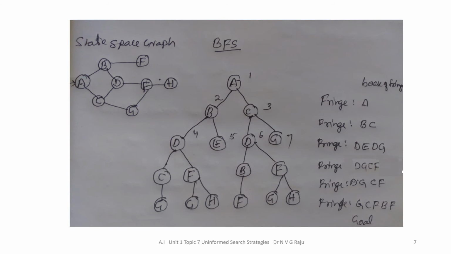Check whether the node D is a goal node. If not, expand its successors. Its successors are C and F. Remove D from fringe, add C and F to the back of fringe. Now fringe contains E, D, G, C, F.